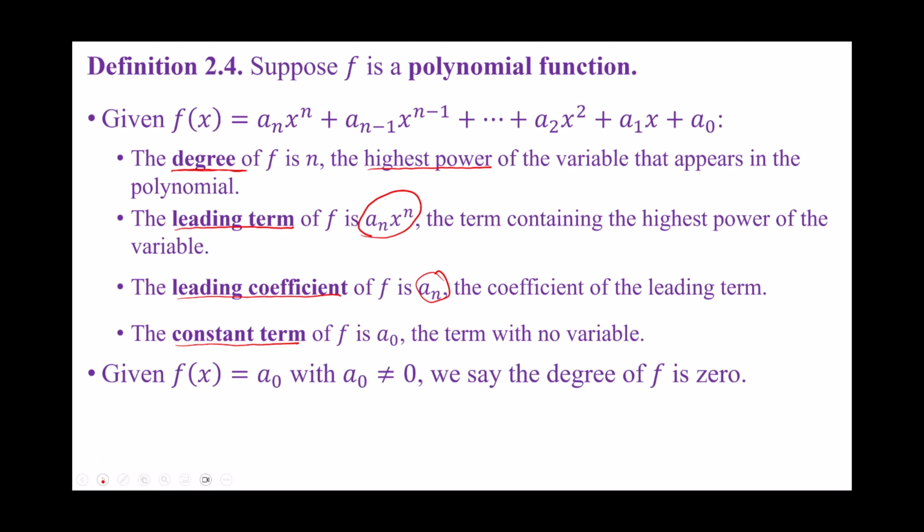And then given f of x equals a sub 0, as long as a sub 0 is not equal to 0, we're just going to say the degree of f is 0. If we have a polynomial f of x equals 5, so just some number, you could write that as f of x equals 5x to the 0 power. X to the 0 power is just 1, so we have 5 times 1, or 5. So we say the degree is 0.